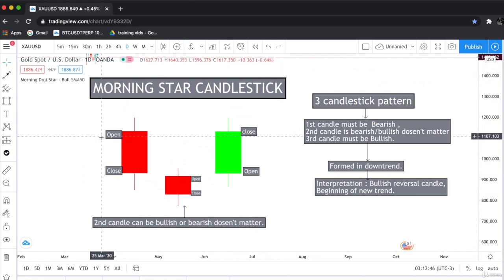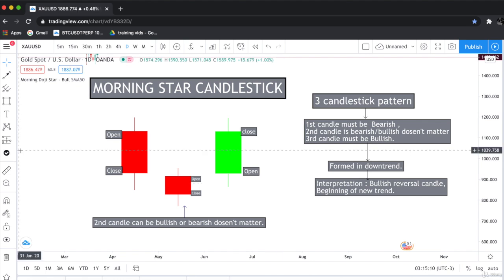The first candle is bearish. The second candle can be bullish or bearish, it doesn't matter. The third candle should be bullish. Morning Star Candlestick Pattern is found in a downtrend, which indicates a beginning of a new trend.